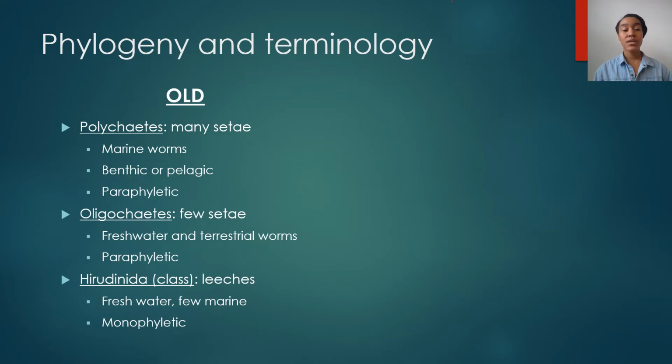In addition to polychaetes, another paraphyletic grouping we have are oligochaetes. And oligochaetes just basically means few setae. So they have setae, just not as many as the polychaetes do. And this is composed of most of our freshwater and our terrestrial worms. The third term that I'm presenting here is our worms that fit in the class Hirudinida. And these are your leeches. And this is the only monophyletic grouping that your book kind of presents to us. And this is composed of leeches that live in freshwater and then a few that live in marine environments.